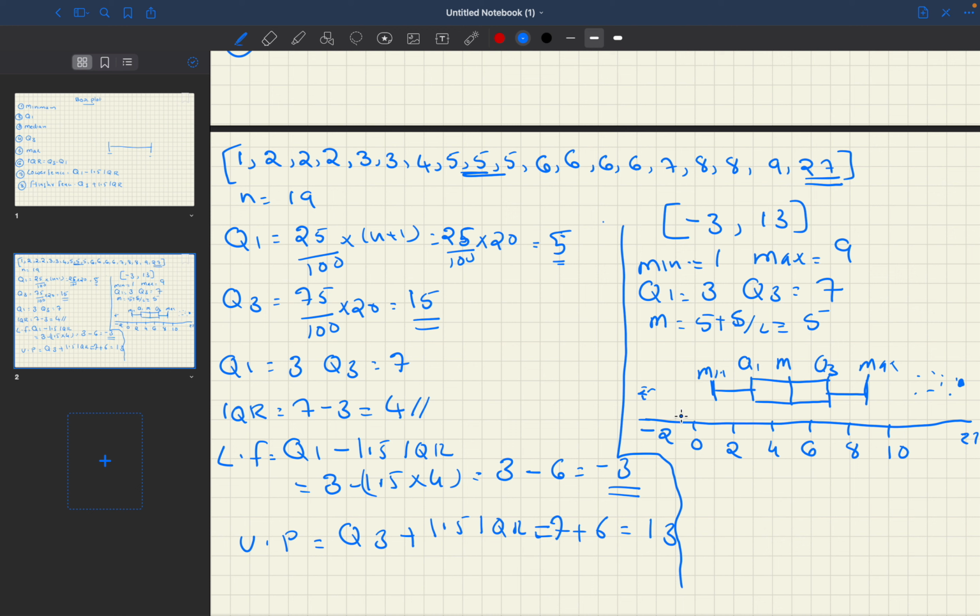So this is how we calculate or represent the box plot. I hope this is very clear.